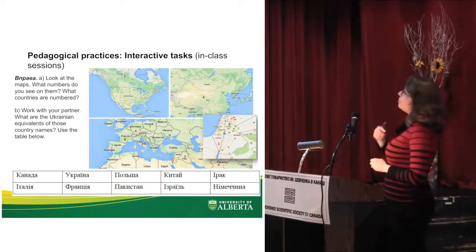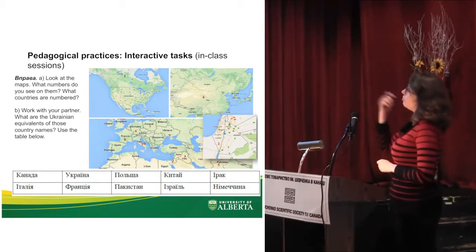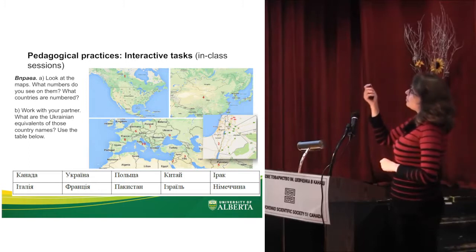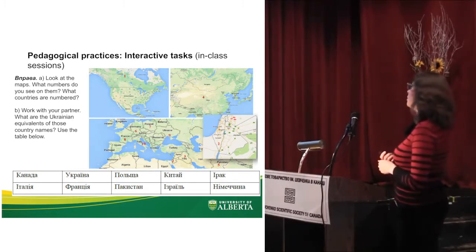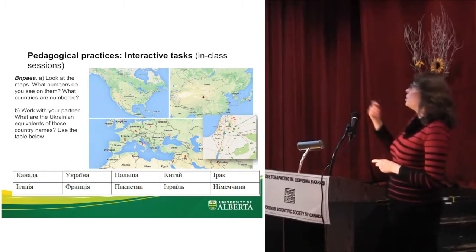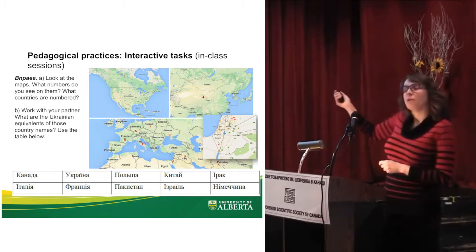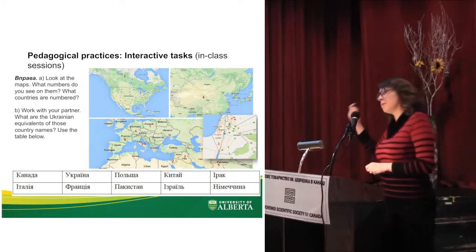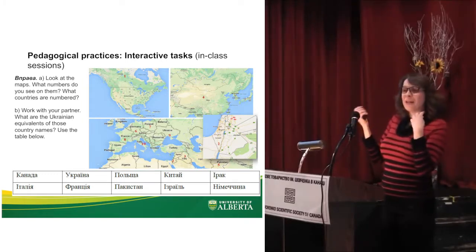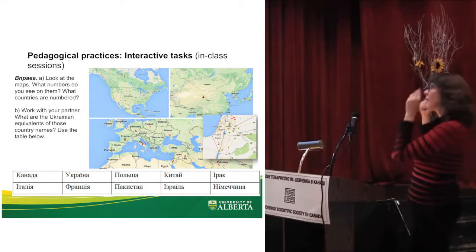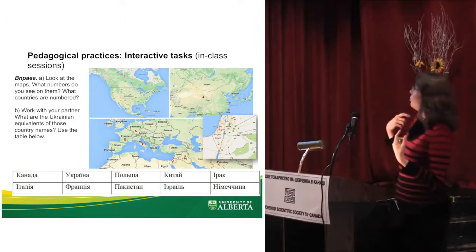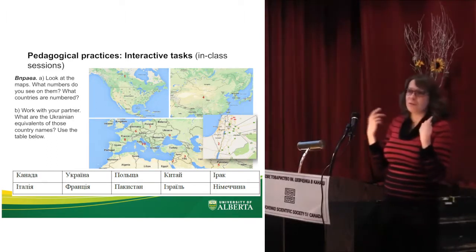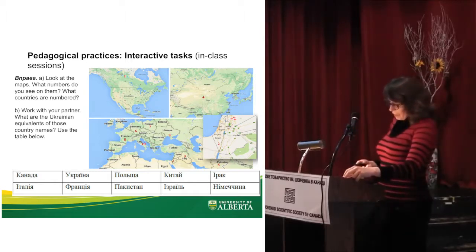Then task B asks the student to do the following: work with your partner. What are the Ukrainian equivalents of those country names? Use the table below to match the numbers on the map and the names of the countries in Ukrainian. Most of the names of the countries here are so-called cognates, so students can understand a little bit what countries are meant. Some of them they just guess using their language intuition.